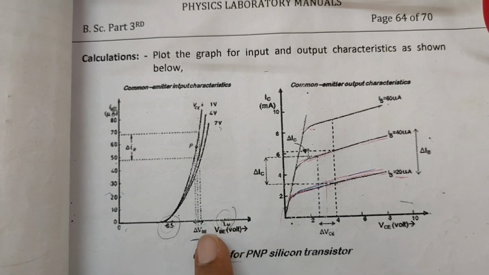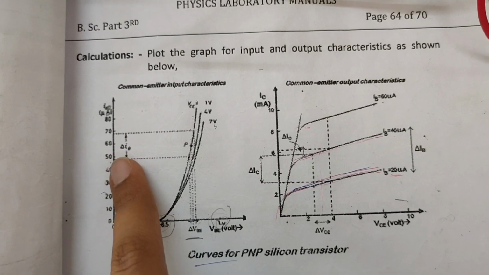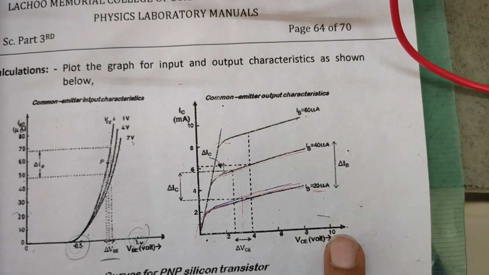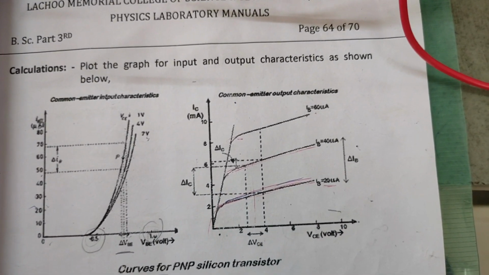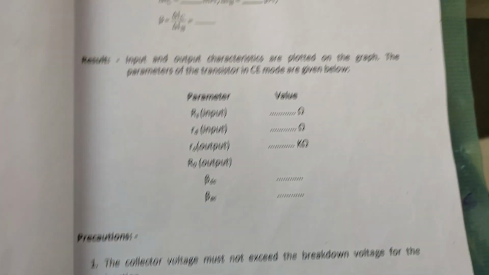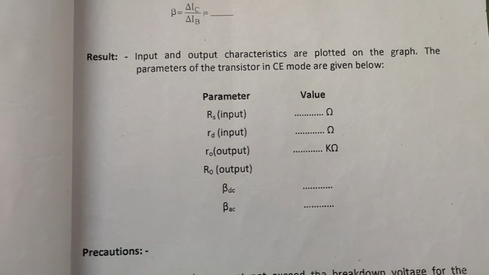Static resistance is VBE by IB. Dynamic resistance is delta VBE by delta IB. Similarly, we can calculate static and dynamic resistance in the output characteristics curve also. Delta VCE by delta IC is the dynamic resistance, and VCE by IC is the static resistance. So this is what we are supposed to write in the result: dynamic resistance and static resistance.